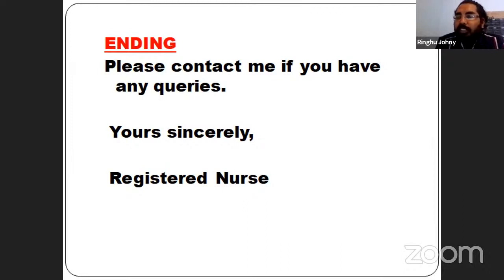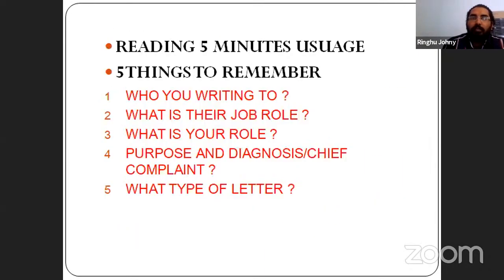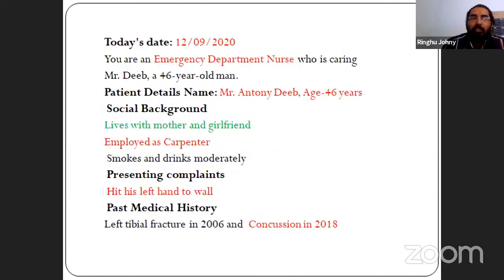Then you can write yours sincerely, because we do have a recipient name here, because it's Mrs. Margaret Marshall. That's the reason we are writing yours sincerely. Sincerely, spelling must be very clear, comma. Then we write registered nurse, or we can write emergency department nurse, because the letter says you are an emergency department nurse.